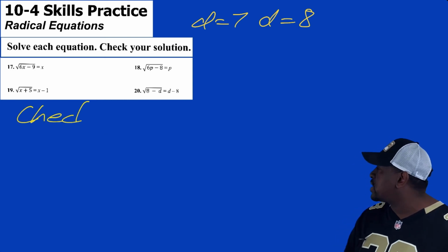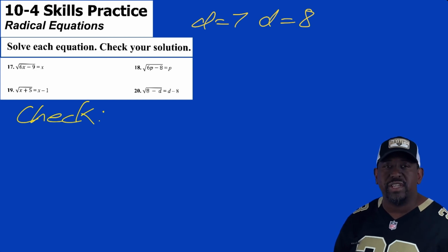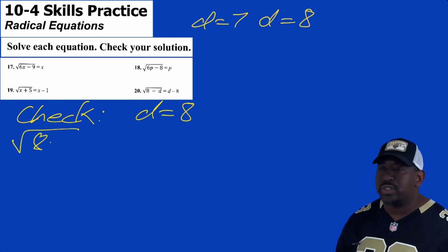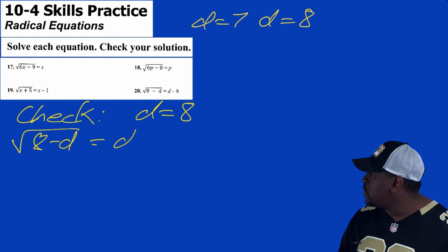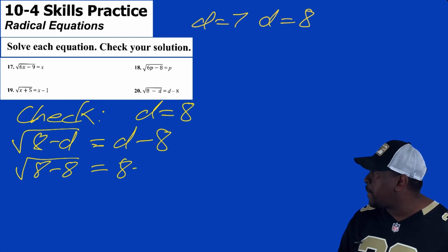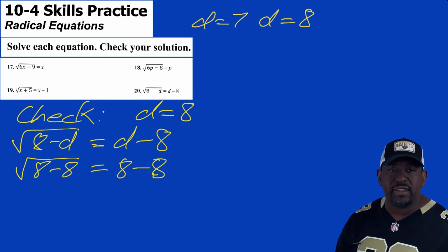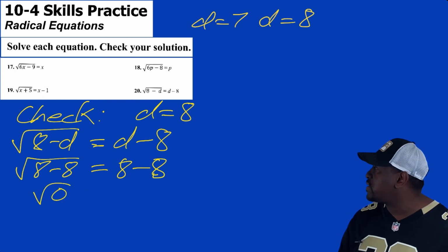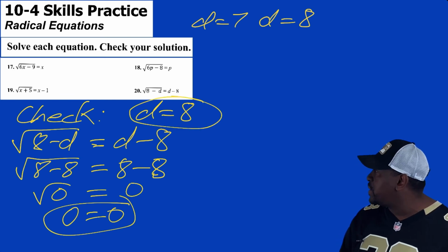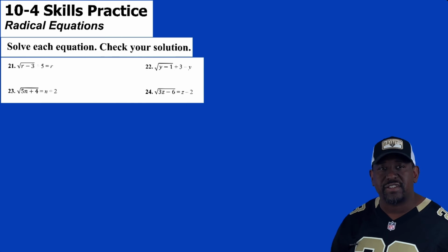So now we're going to check the second solution, which is d equals 8. We write our equation like we did before. Square root of 8 minus d equals d minus 8. We substitute 8 for both values of d. You'll get the square root of 8 minus 8 equals 8 minus 8. Square root of 8 minus 8 is the square root of 0, which simplifies to 0. 8 minus 8 is 0, so both sides are equal to 0, and that means d equals 8 is a valid solution.